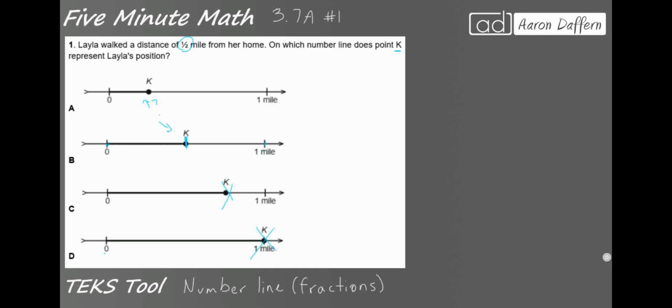And then we could have used that same idea saying, well, this K right here on A is closer to 0 than it is to 1. So we could have used that sense of spatial reasoning to say, well, it can't be closer to the 1 or closer to the 0. Definitely can't be on the 0 or on the 1. It needs to be halfway in between. The only one that really works with that is B. So Layla's distance is 1/2 mile from her home. That is going to best be represented by B.